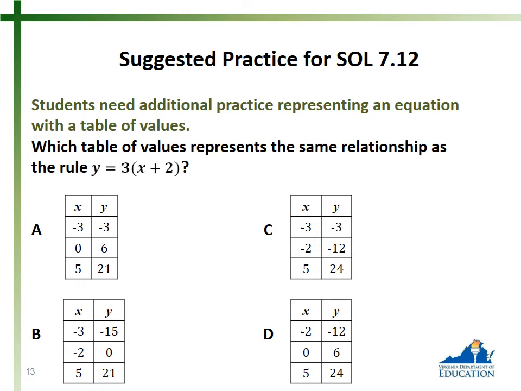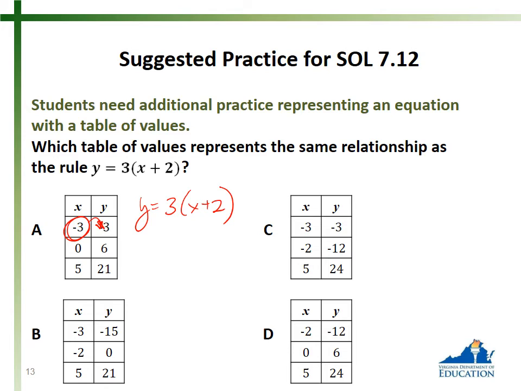So which table of values represents the same relationship as the rule y equals 3 times the quantity x plus 2? For these problems, you fill in the x value to see if the y value matches. So let's go ahead and do that. So when we fill in y equals 3 times the quantity x plus 2.